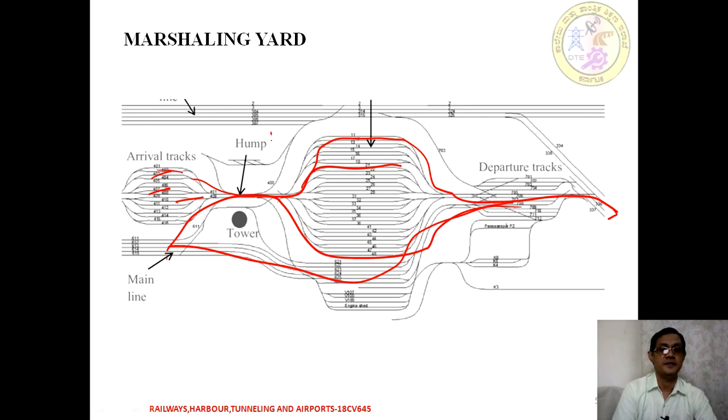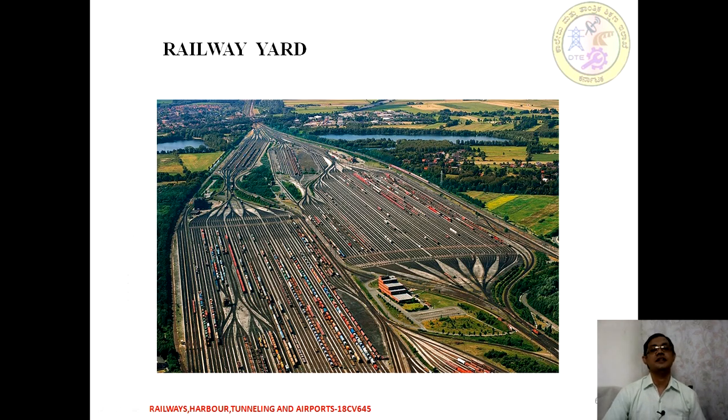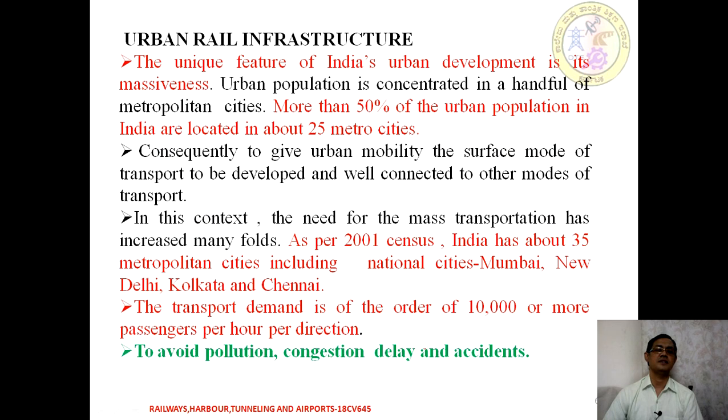We can see here the hump, then the arrival track and departure track. This is the image we can see, practically. These are the arrival lines in which the sorting is done. We can have some departing lines and the main lines as well. So, these are the principles to adopt with respect to railway yards, with respect to the number of lines and traffic intensity to be catered for. So, that is with respect to railway yards.